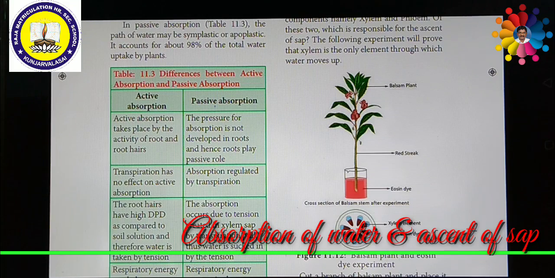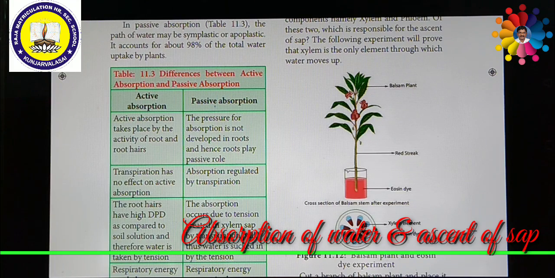So these are all only movements of water in the lateral direction. Once the water enters the xylem, it is taken up from ground level to the aerial parts. That means it moves against gravity. Water moving against gravity is not an easy process. This water is taken from the lower level of xylem to the tip of the leaf, which is called ascent of sap. In the last chapter we studied water absorption from root to xylem, which is only lateral. Here we are going to learn the mechanism of distribution of water inside the plant.